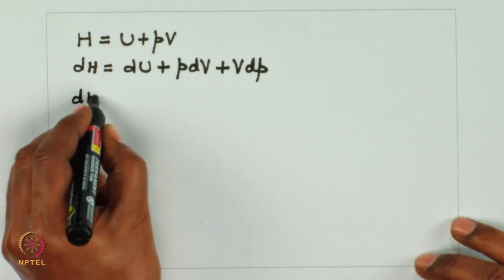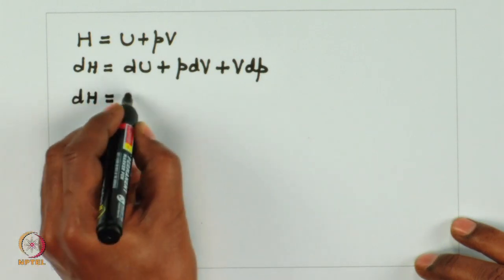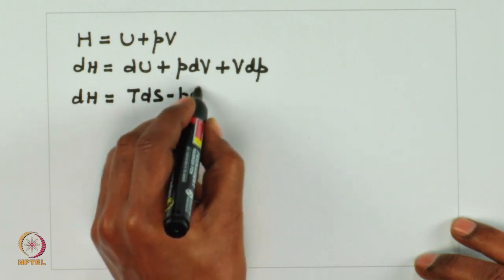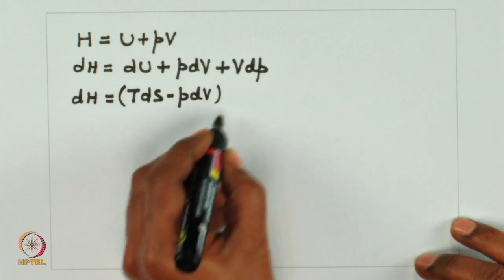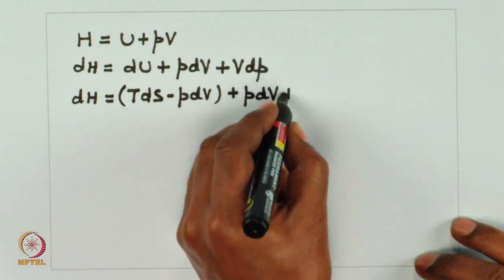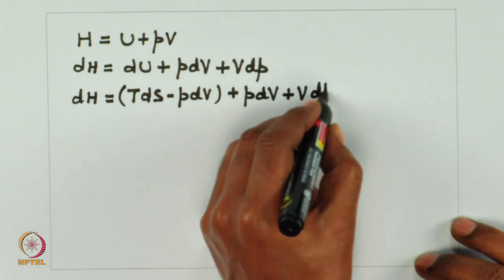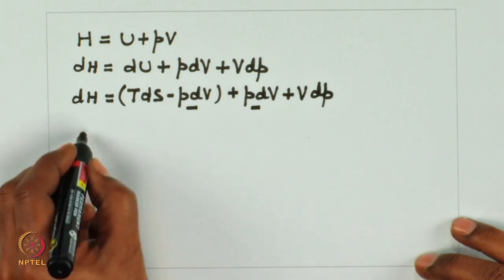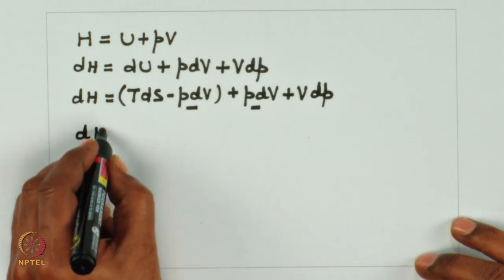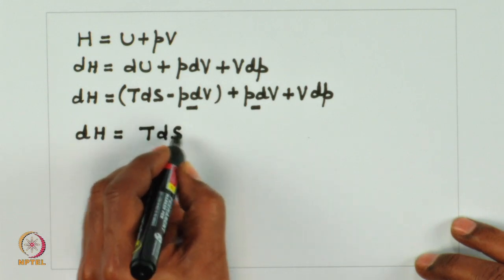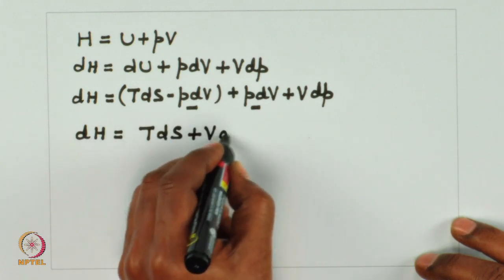Let us keep on going. dH is equal to, for dU I will write T dS minus P dV, everything else is the same, plus P dV plus V dP. Now, here this and this get cancelled. So, I have dH is equal to T dS plus V dP.